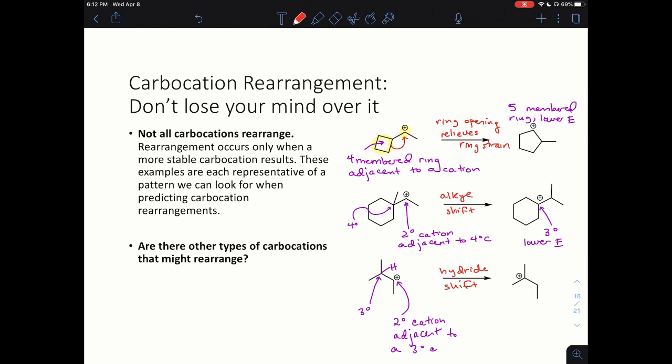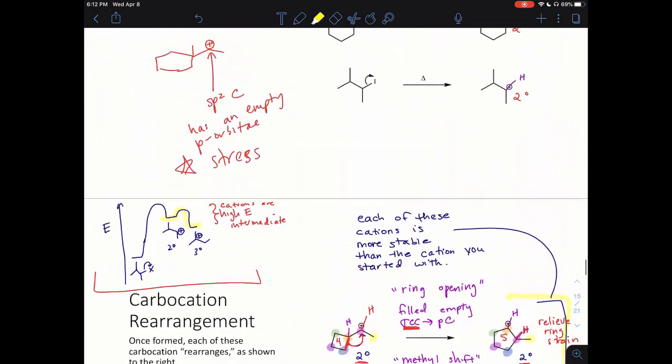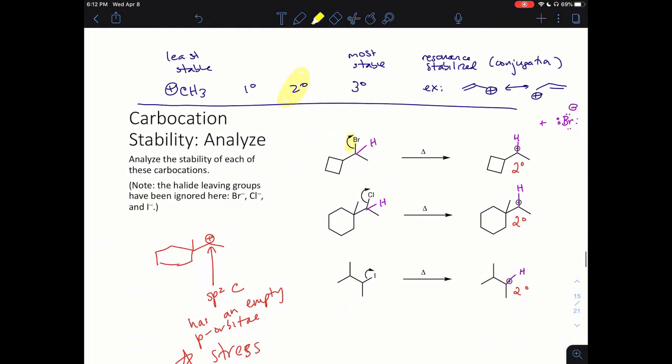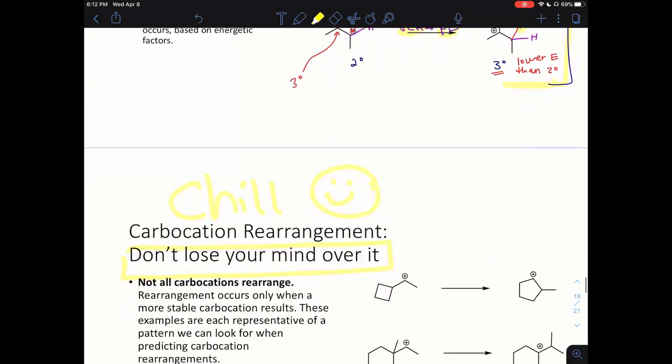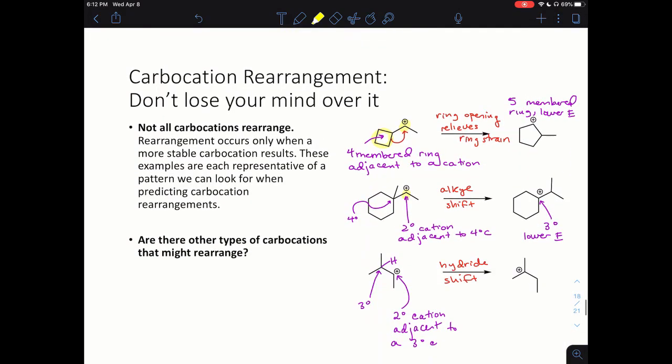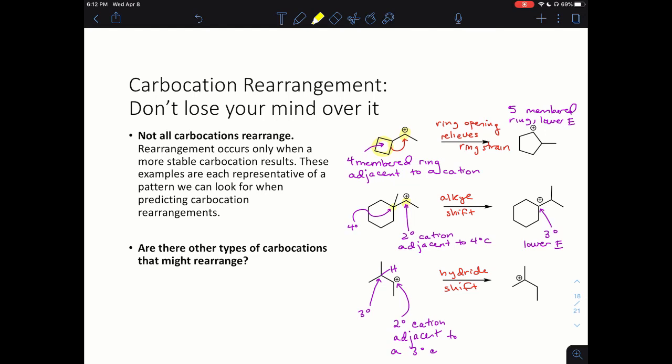Next pattern, we're going to have a secondary carbocation. Remember, that was our intermediate stability, right? Those are the problematic ones, the intermediate stability. So a secondary carbocation adjacent to a quaternary carbon. And so in this case, we're going to have an alkyl shift. This was a methyl shift. One of those methyl groups moves over, and then now we end up with a tertiary, lower energy intermediate. So it's tertiary cation.